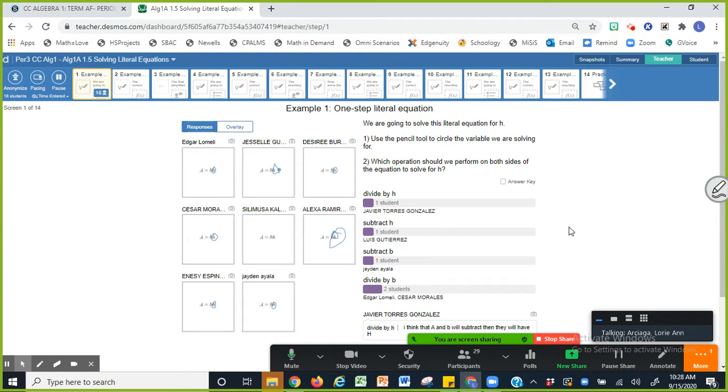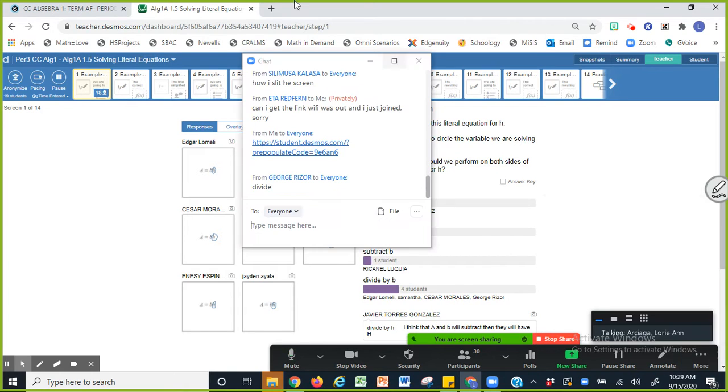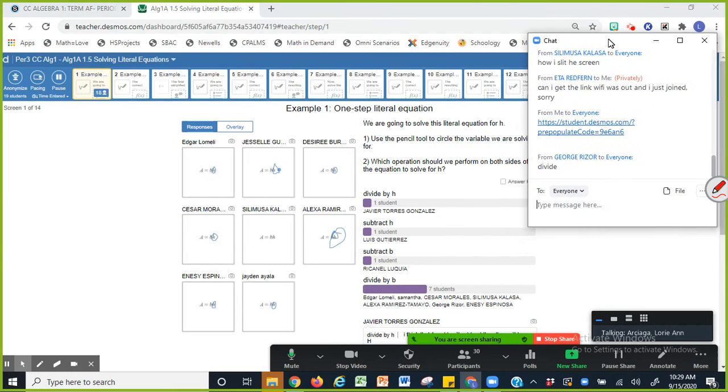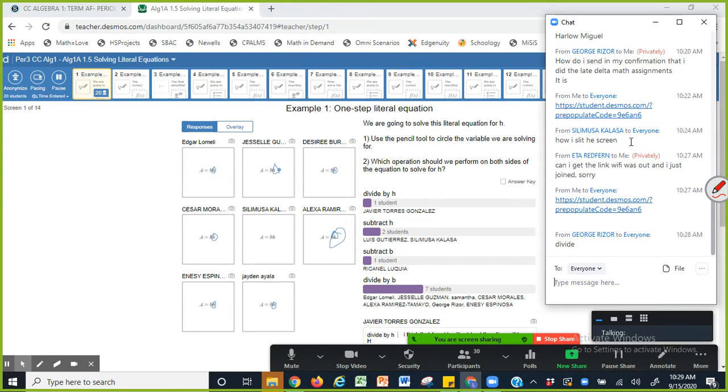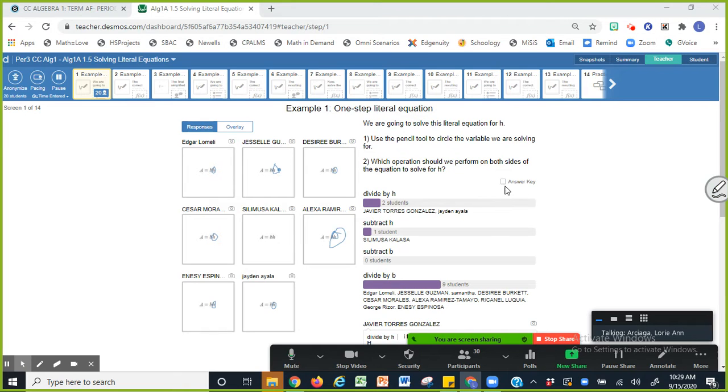We want to get the H, so we have to do the opposite of B, but the opposite of multiplication is division. There you go. I can see Edgar, Cesar, and George voting already. So since B was multiplied to H, we have to undo it, and we have to do the reverse operation. I can see most of you picked divide by B. Okay, in the next slide, you will see what the correct answer is.